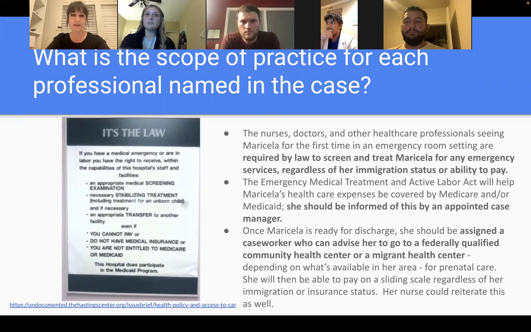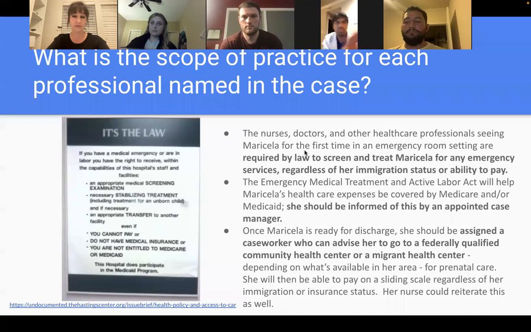This is because of something enacted called the Emergency Medical Treatment and Active Labor Act, which will help Marcella cover her healthcare expenses through Medicare and/or Medicaid. So this is what she should be informed of by an appointed case manager.